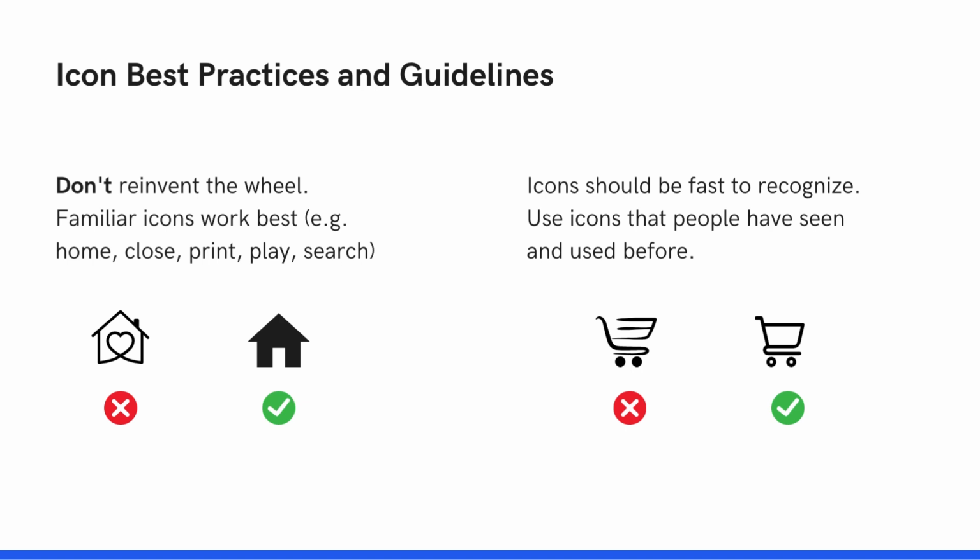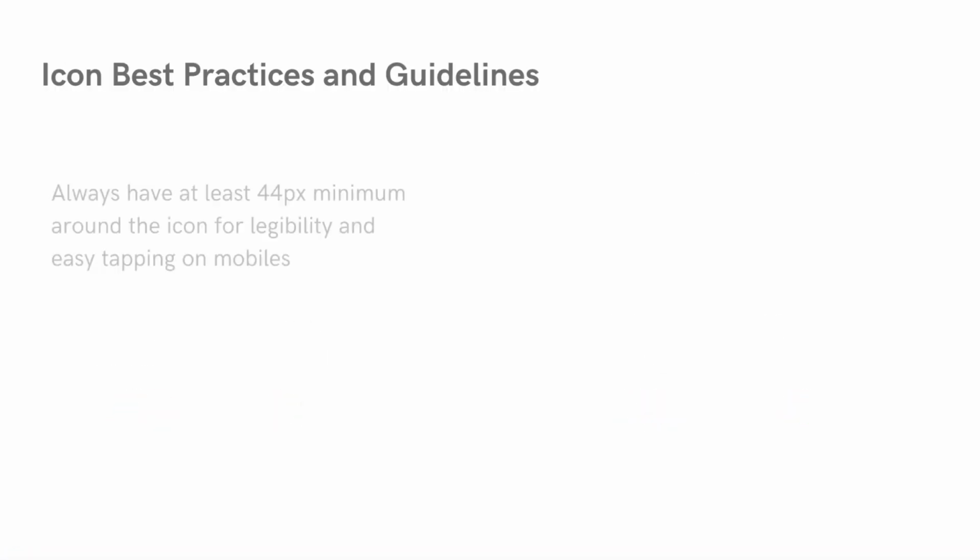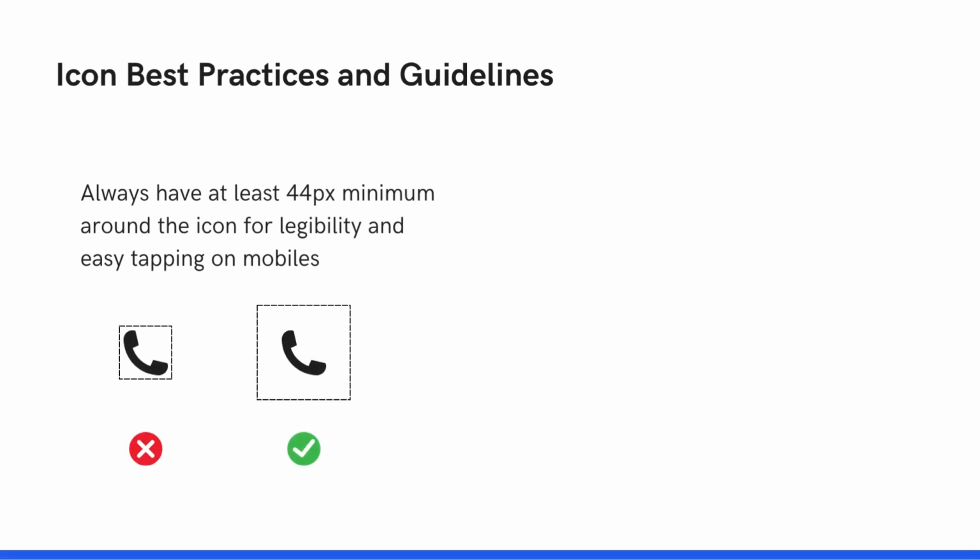Icons should be fast to recognize. Use icons that people have seen and used before. Always have at least 44 pixel minimum around the icon for legibility and easy tapping on mobiles. This is very important for accessibility and SEO purposes.